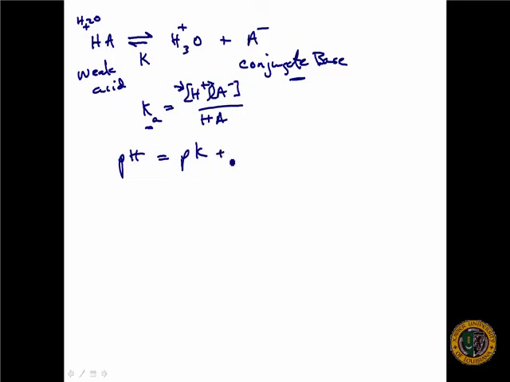So by taking the negative log of both sides, we reduce the equation to get this. And we can determine the pH of a solution if we know the concentrations of the conjugate base and weak acid and the pK value, which we can look up in a table, particularly for different biological weak acid compounds.